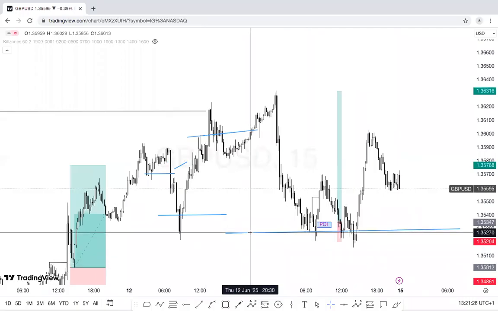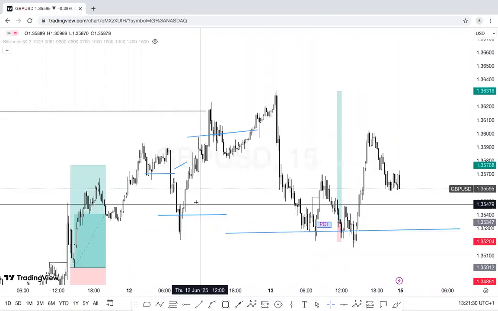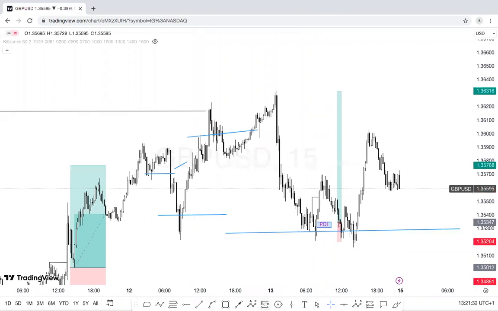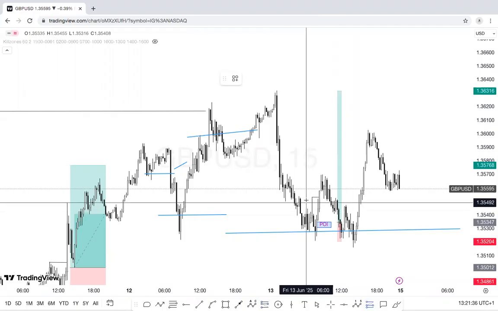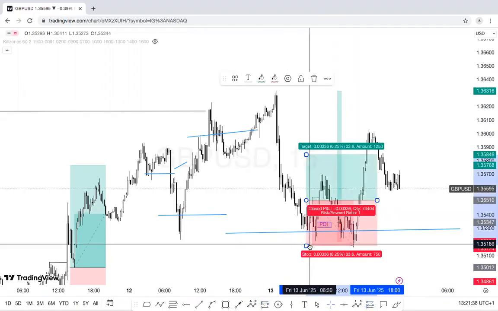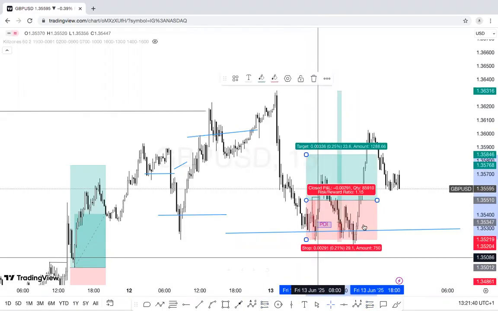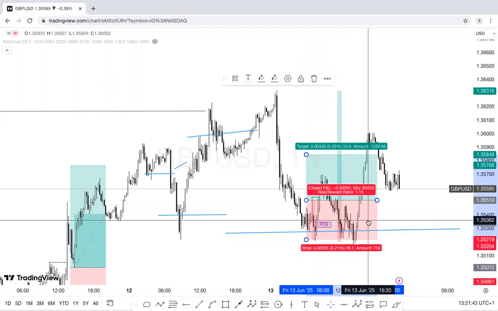So what did I do? I didn't just take a trade blindly, because if I would take a trade on this 15-minute time frame, I would want to buy from this fair value gap right here and set my stop loss below right here, right? And the market still takes it out.